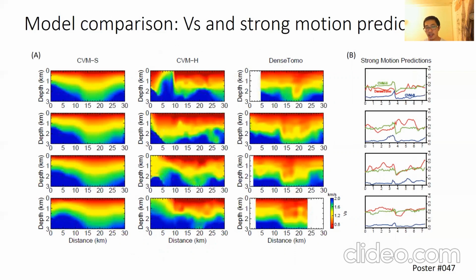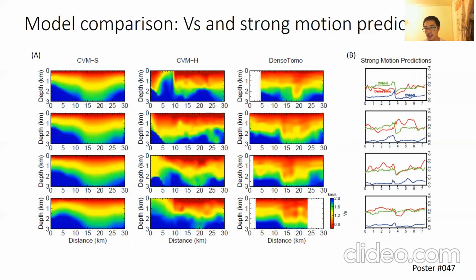With detailed mapping of the structural heterogeneities, our model provides new constraints on the local strong ground motion predictions. Here, this is illustrated by the comparison between our model and 2 CVM models. In general, our model is more similar to the CVM-S model. However, the small-scale heterogeneities look more like the CVM-H model.